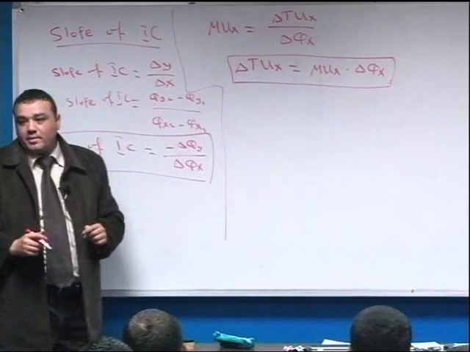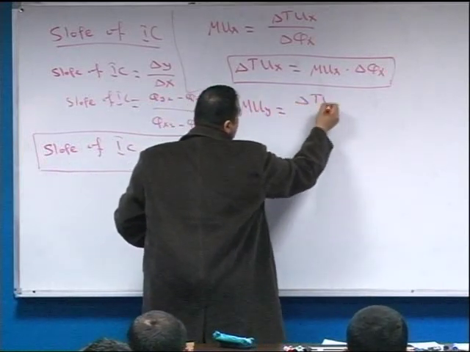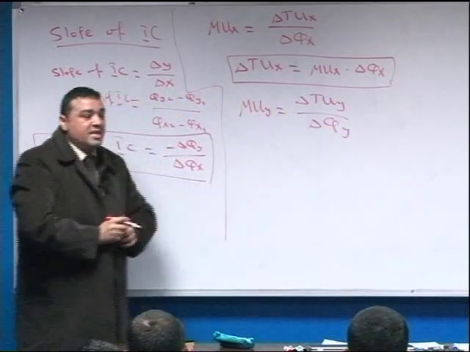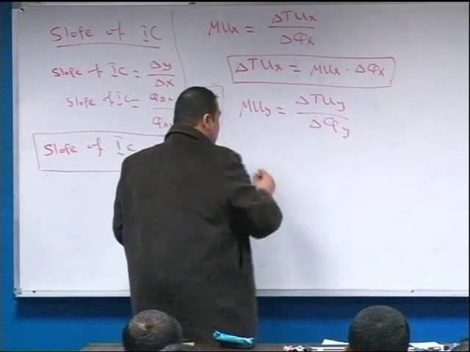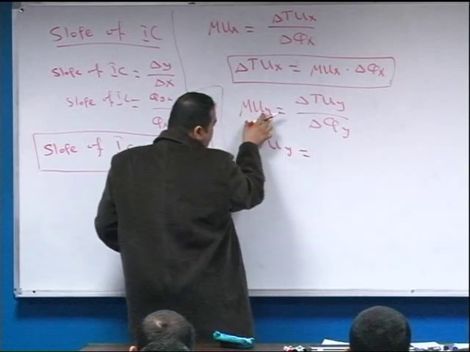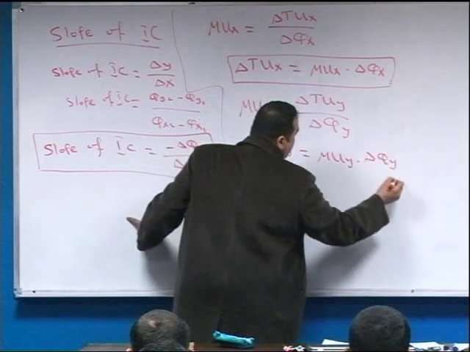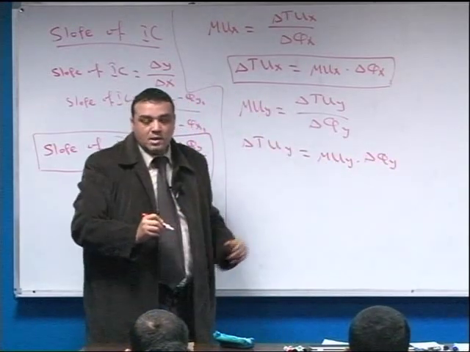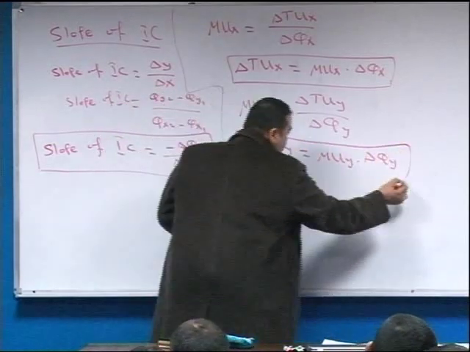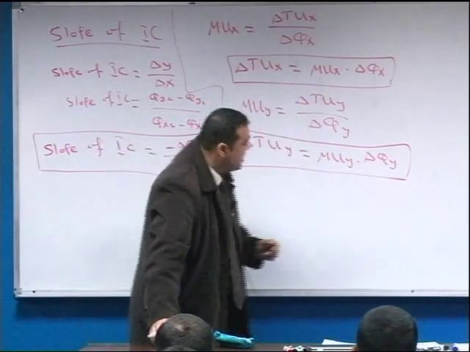What about MUY? MUY equals delta TUY over delta QY, right? Let's derive the change in total utility of y. Delta TU of y equals MUY times delta QY, right? This is the second equation or formula. Let's come back to the indifference curve.